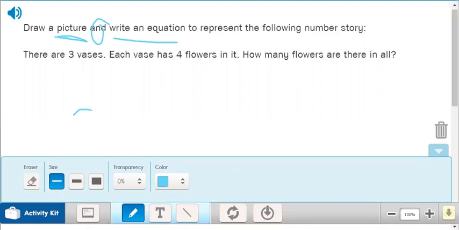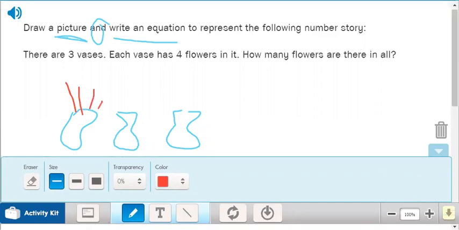So there are 3 vases. These vases are so cool, aren't they? They are the best looking vases you've ever seen. And each vase has 4 flowers in it. Okay, I'm just going to change my color here. 1, 2, 3, 4. 1, 2, 3, 4. 1, 2, 3, 4. Okay, so yeah, those are sticks, but in our case, we're pretending they're flowers.